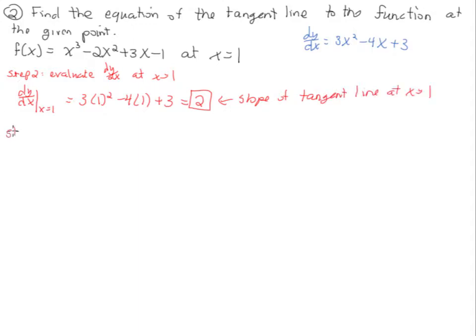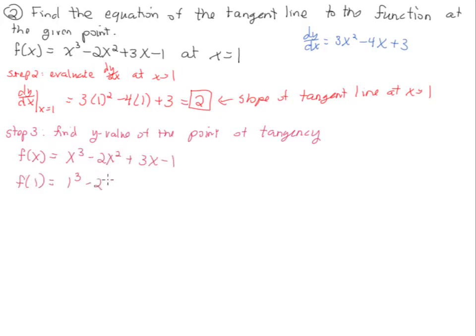Last thing I need to do is find the point on the graph at x equals 1. I have the x value, so I need to find the y value at x equals 1. I do this by substituting in 1 in place of every x in our original function equation. f of 1 is equal to 1. Now I know the point of tangency, which is the point (1, 1).